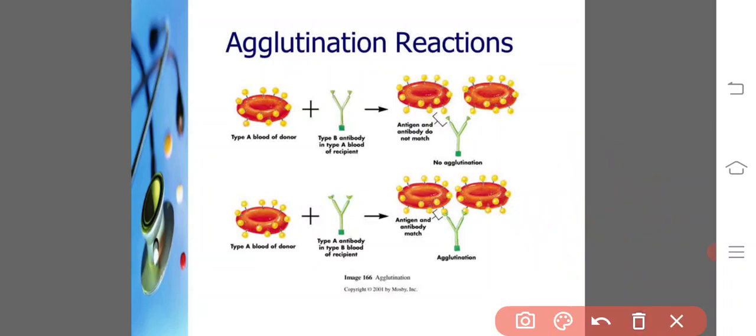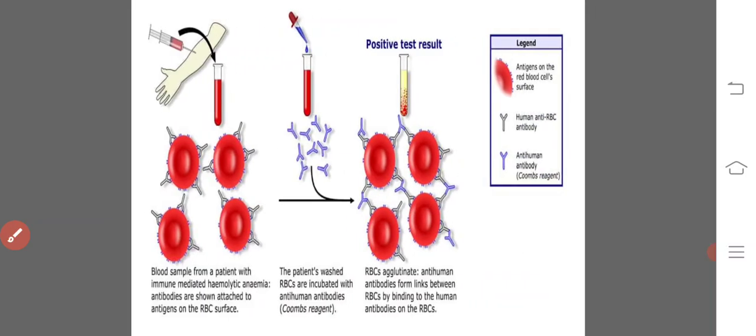Sometimes it may also happen. Here in the diagram, type A blood donor and type B antibody in type A blood recipient. So there is no agglutination at all. Whereas type A blood donor and anti-A antibody in the type B blood recipient, that is, donor is from A group and recipient from B group. So due to the presence of the anti-A antibodies in the recipient, there will be an agglutination reaction in the recipient.